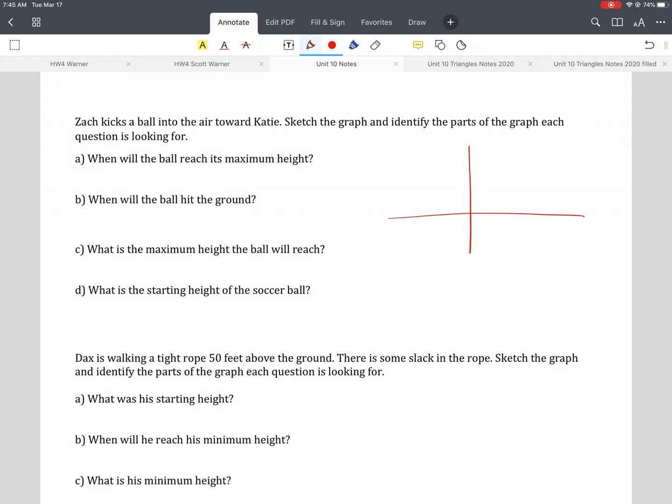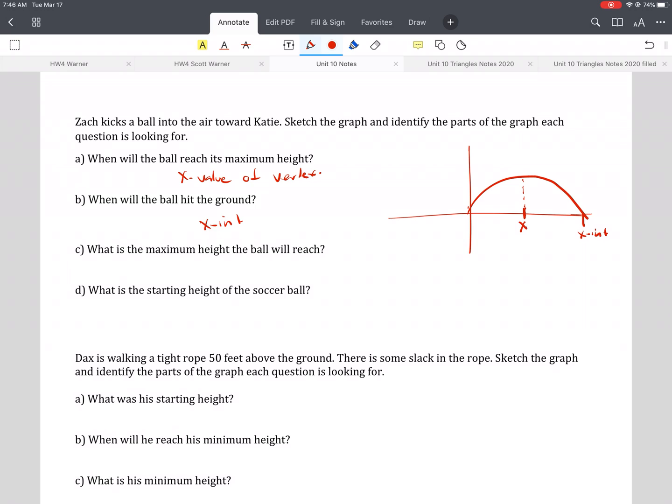All right, so Zach kicks the ball to Katie. Something like that, I don't know. When will the ball reach its maximum height? So when, would that be a time? So this would be the x of the vertex. When will the ball hit the ground? This would be the x-intercept.